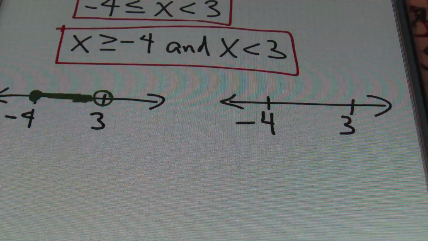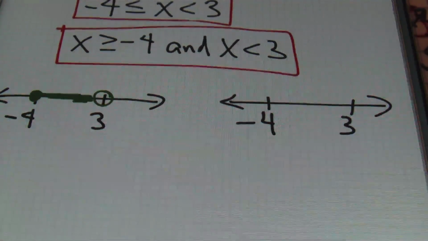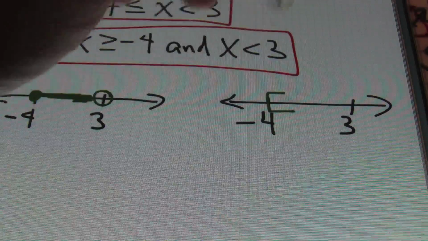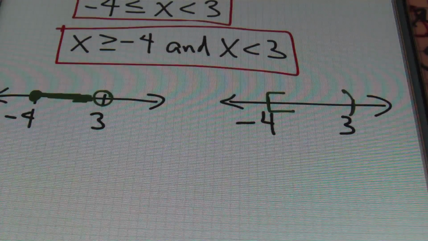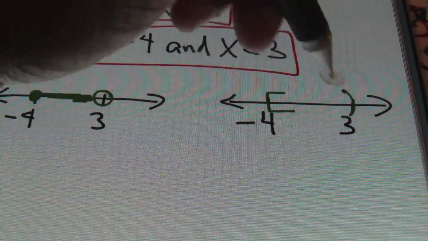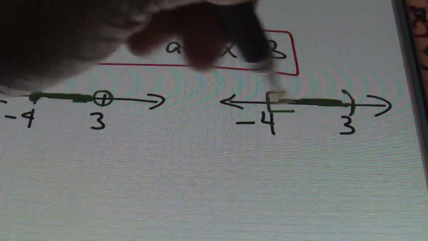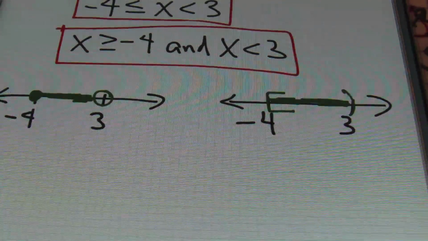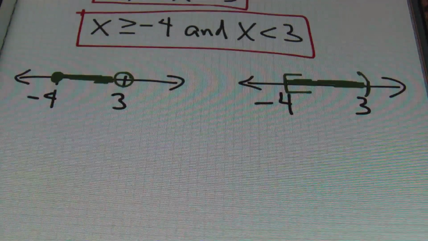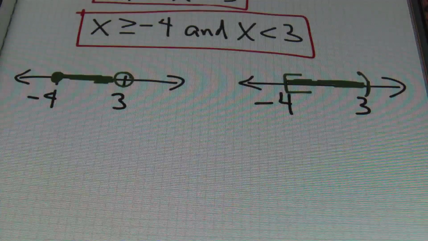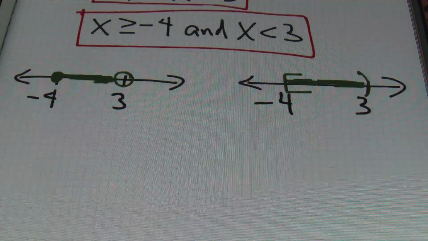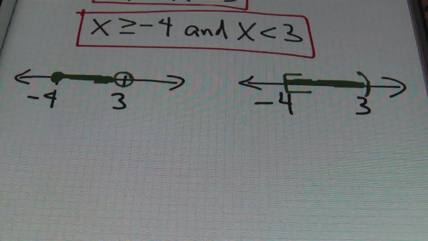As far as the other line graph is concerned, I'll be using a bracket at -4 and parentheses at 3, and then I'll be shading between those as well. So here I'm shading between these two to get my final representation of that linear inequality on a number line. Just like that, ladies and gentlemen.